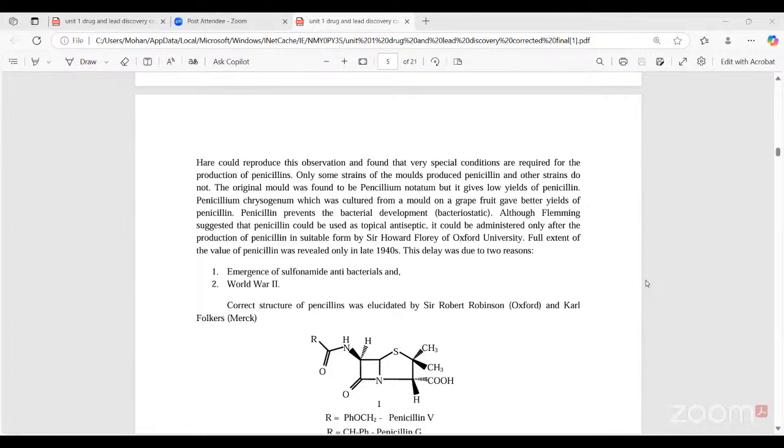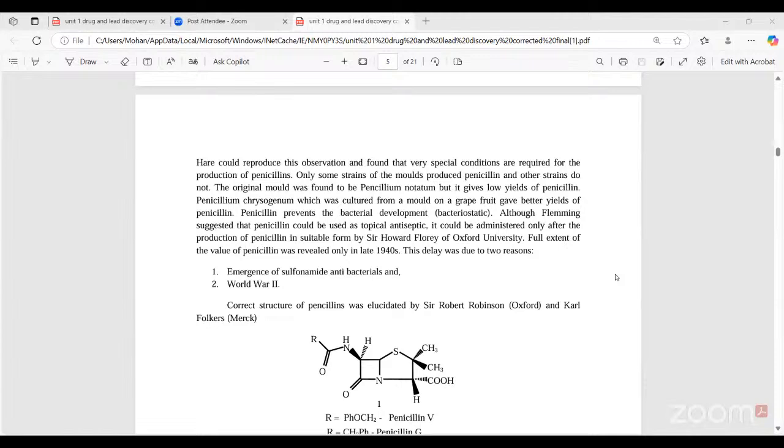Only some strains of the molds produce penicillin and other strains do not. The original mold was found to be Penicillium notatum, but it gives low yield of penicillin. Penicillium chrysogenum, which was cultured from a mold on a grapefruit, gave better yield of penicillin. Penicillin prevents bacterial development, that means it is bacteriostatic. It could be administered only after the production of penicillin in suitable form.